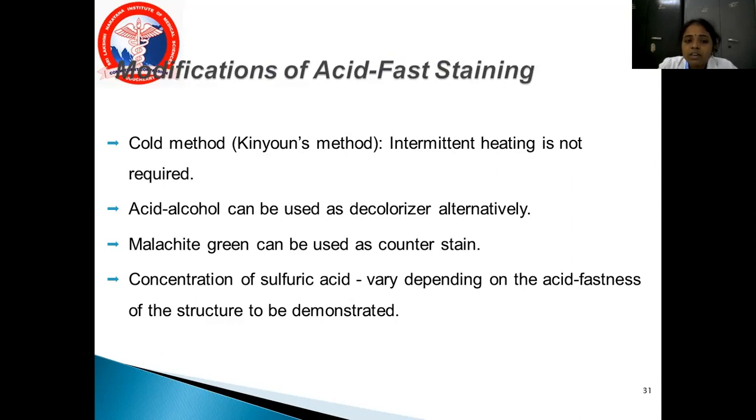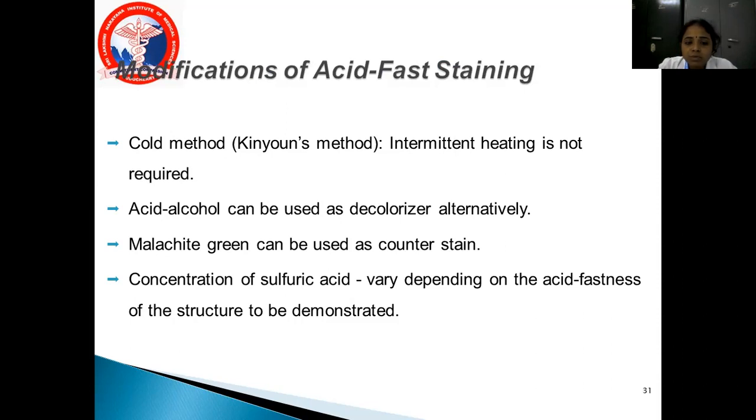So in the hot staining method, the primary dye is strong carbol fuchsin, the decolorizing agent is 20 to 25% sulfuric acid, and the counterstain is methylene blue. In the case of the cold method, which is a modification of acid-fast staining, intermittent heat is not required, but the primary dye is the same. The decolorizing alternative is acid alcohol, and the counterstain alternative is malachite green.